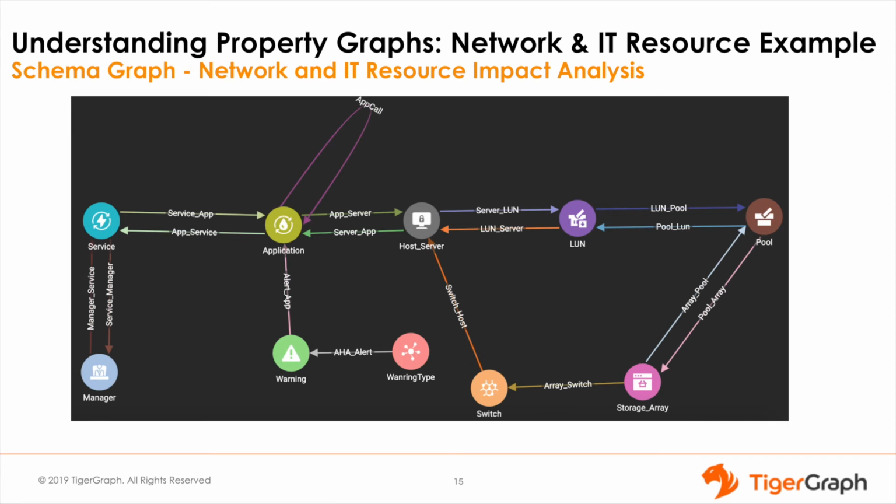Let's take a look at another use case where a graph database is being applied by Visa Corporation to understand and manage the impact of outages of a specific resource such as storage or computational servers on the business. This use case is called Network and IT Resource Optimization through Impact Analysis.